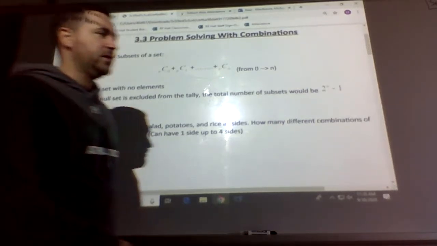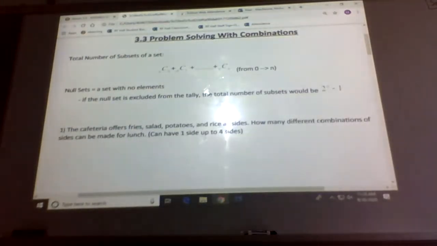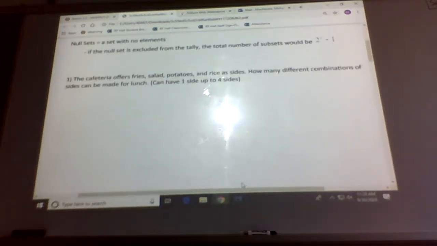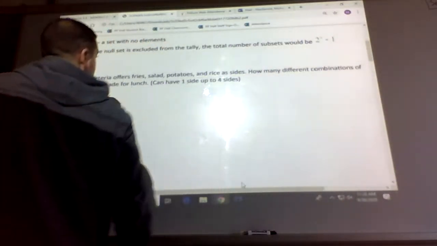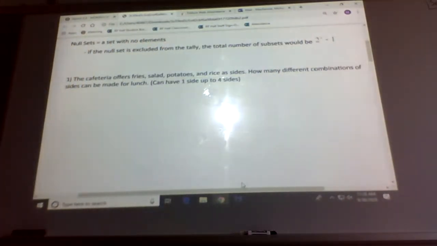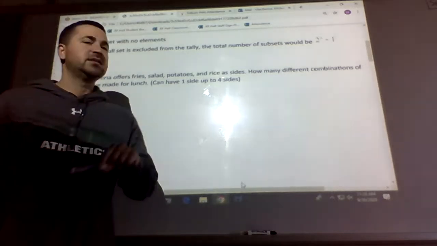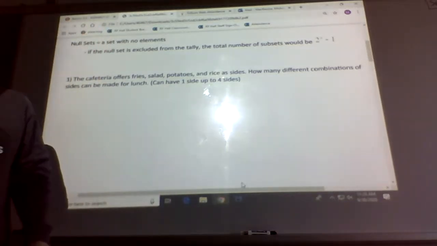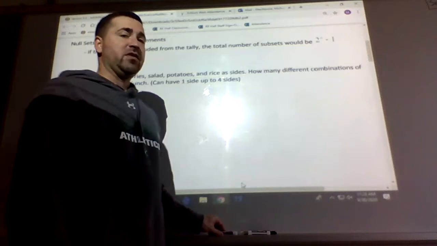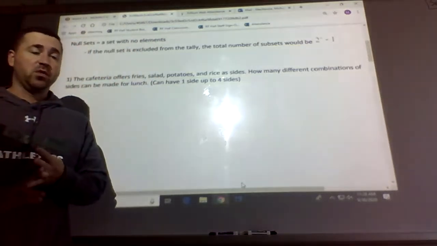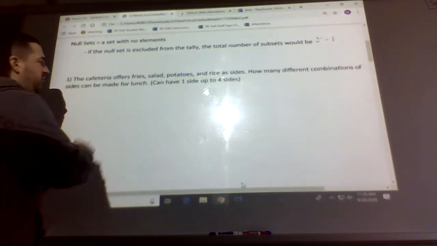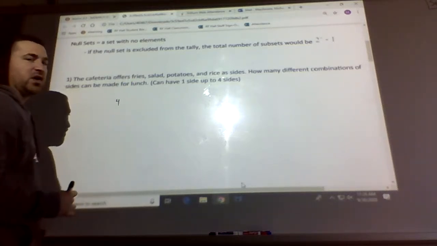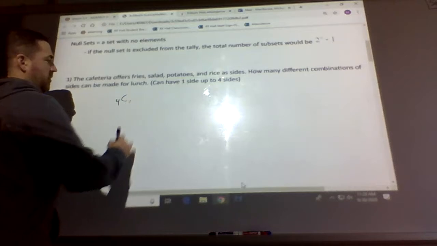So the cafeteria. The cafeteria offers fries, salad, potatoes, and rice as sides. How many different combinations of sides can be made for lunch? We could have one side up to 4. So we have the option of having one side, 2, 3, or 4. We have 4 options for sides, and we could choose one of them.